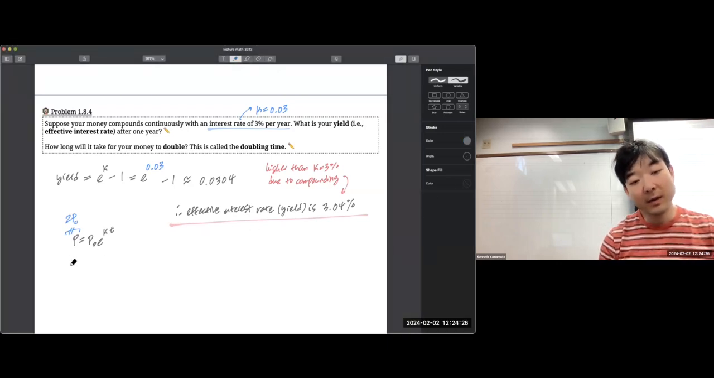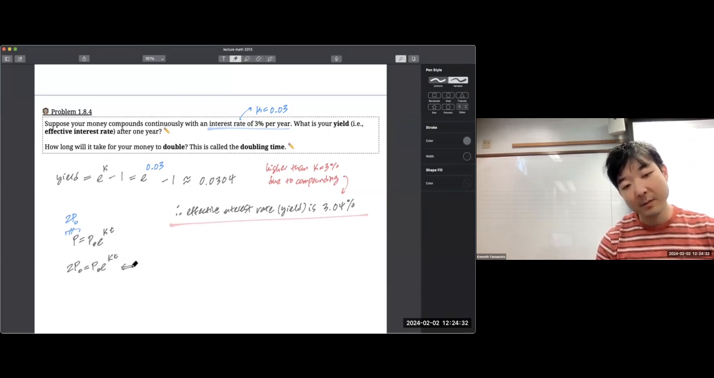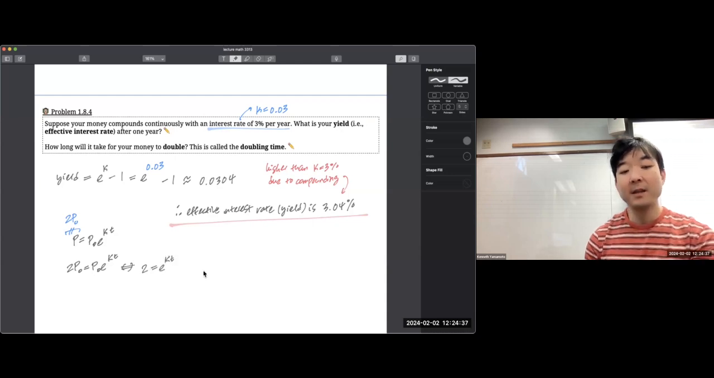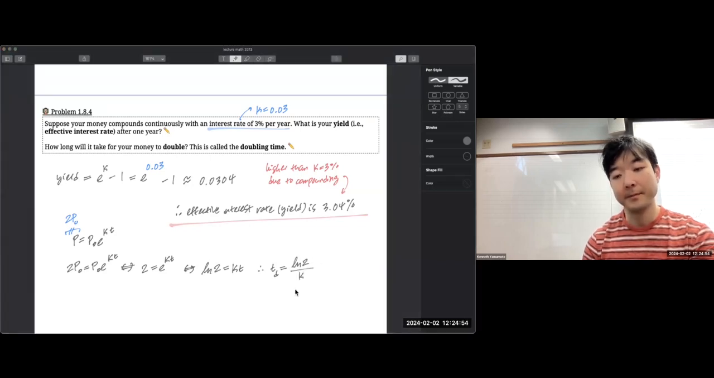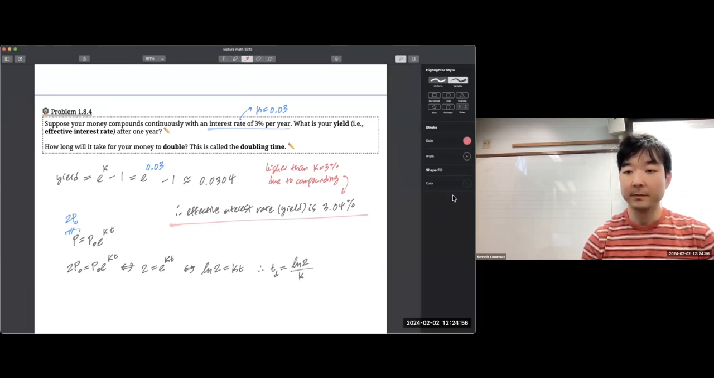And we're going to find the time it takes for this to happen. So this means that we have 2P naught is equal to P naught e to the KT. You could divide both sides by the P naught, so you just get 2 is equal to e to the KT. And then you can just solve for T, which is the time it takes. So it's just going to be ln of 2 is equal to KT. Therefore, your T, I'll put a subscript D to say this is the doubling time, is equal to ln of 2 divided by your K. This is your doubling time.